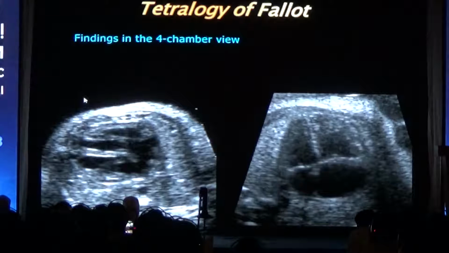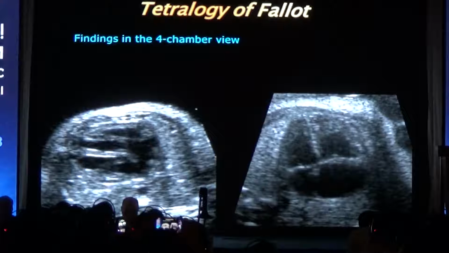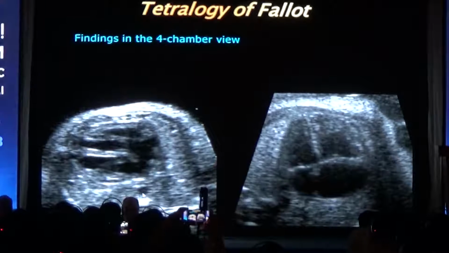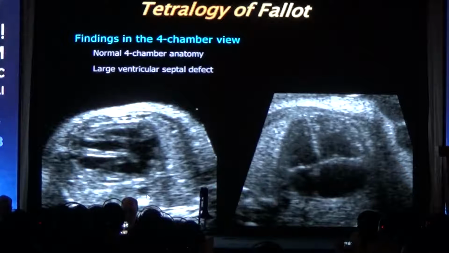Why is this abnormal? Yeah, the descending aorta is not descending on the left side. This descending aorta is descending on the right side. Okay, very important: left axis deviation and the right descending aorta. This is a conotruncal anomaly until proven otherwise.